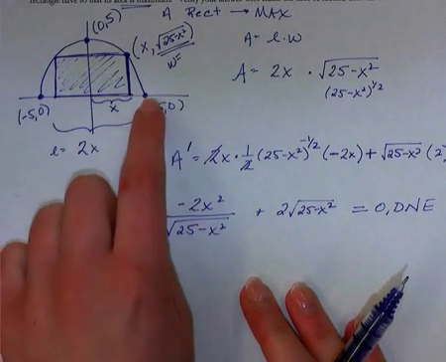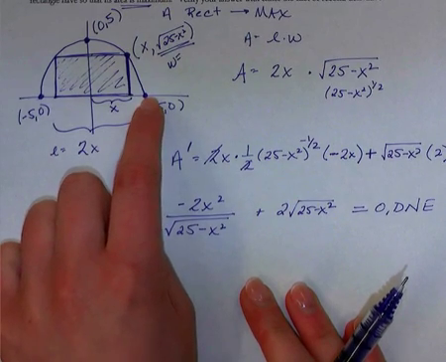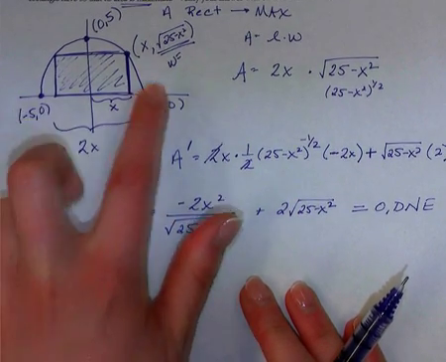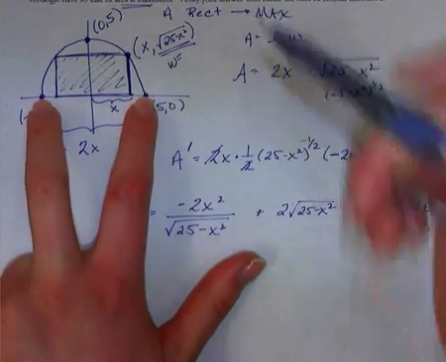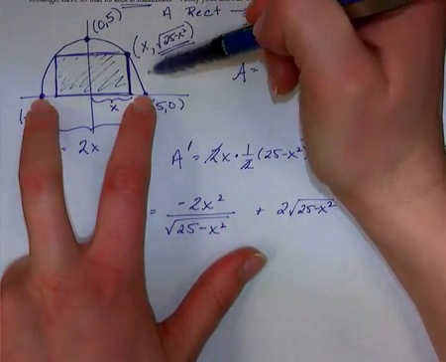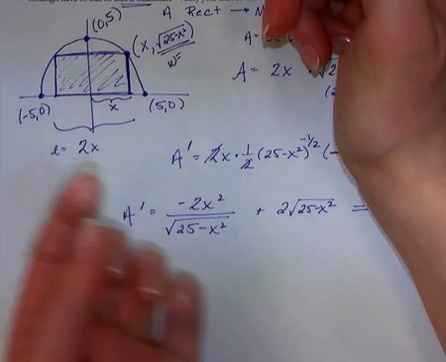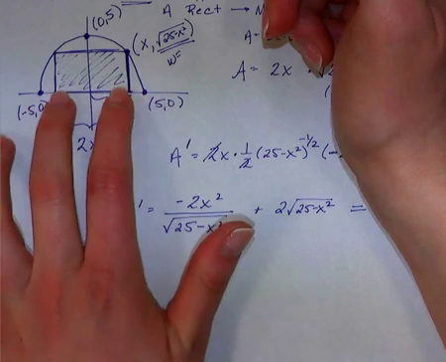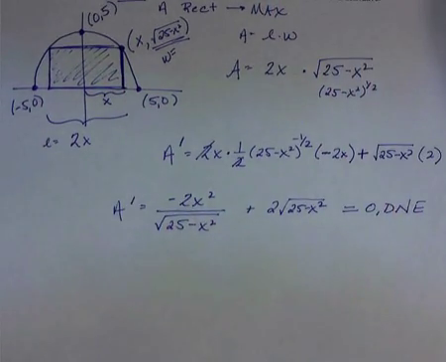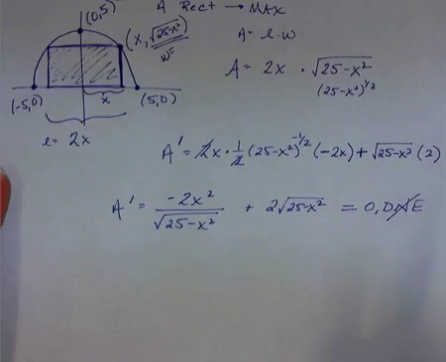If it were 5, if that were my value of x, then the length of my rectangle would be 10. And if the length of my rectangle were 10, the height would be outside of the semicircle. So the length of my rectangle has to be less than that. It has to be within that distance. So hopefully that makes sense to you. So I don't have to worry about the DNE.